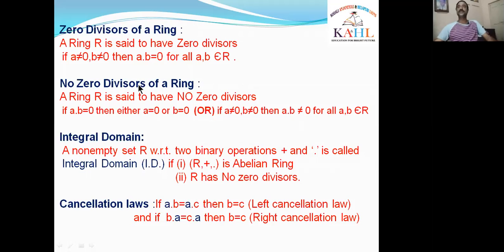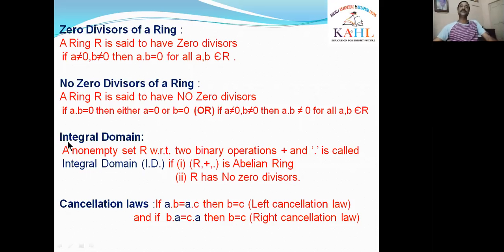So students, what is no zero divisors? A ring R is said to have no zero divisors. For any two elements A, B in R, if A not equal to 0, B not equal to 0, then the product AB is not equal to 0. And there is another form for no zero divisors, that is, if the product is 0, then one of these two, A or B, must be 0. That means either A equal to 0 or B equal to 0. This is a very important definition for the next coming definitions or coming syllabus.